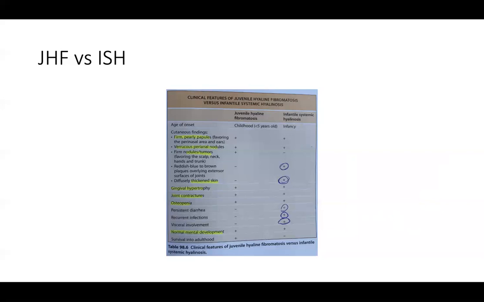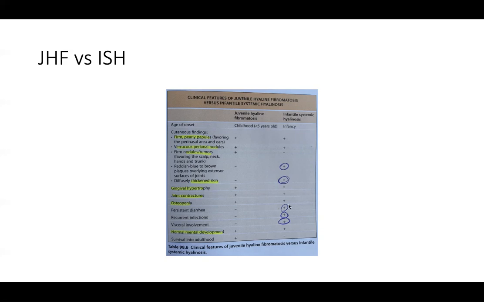But you can see that there are many things shared by both juvenile hyaline fibromatosis and infantile systemic hyalinosis. So both of them can have cutaneous findings that they share, including firm pearly papules favoring the perinasal area and the ears, as well as verrucous perianal nodules. When you're looking at the juvenile hyaline fibromatosis, though, you'll more often see firm nodules or tumors that favor the scalp, the neck, the hands, and the trunk, whereas that seems to be less so in infantile systemic hyalinosis. In contrast, ISH is going to often have more reddish blue to brown plaques overlying the extensor surfaces of the joints and diffusely thickened skin.